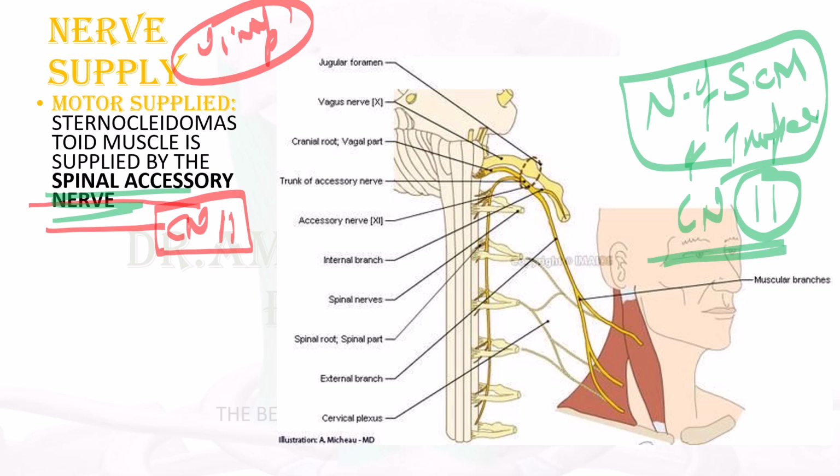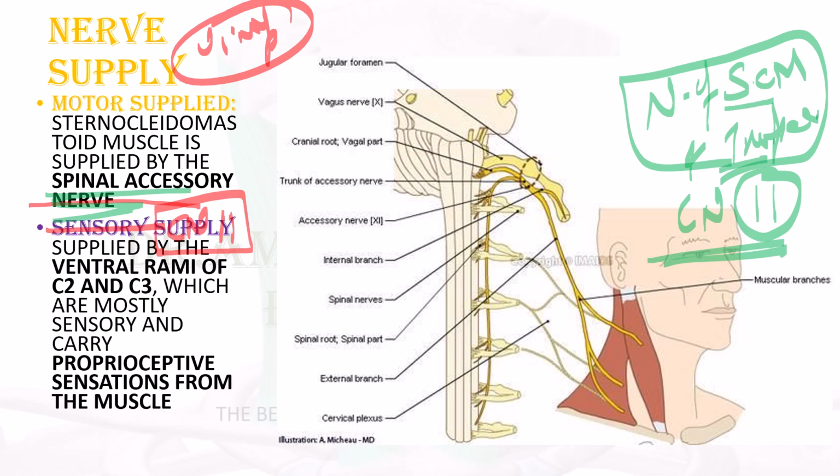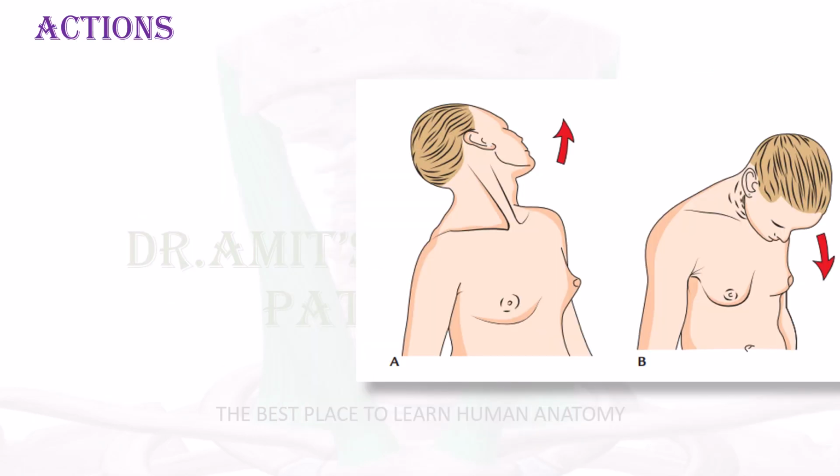The cranial nerve supplies two muscles of the neck, the sternocleidomastoid and the trapezius muscle. Also sternocleidomastoid has supply from the ventral rami of C1 and C2, which carry proprioception sensation. The action of sternocleidomastoid is very important. It is a favorite viva question of many teachers. The action of sternocleidomastoid is not just one, there are many actions. We will do them one by one.